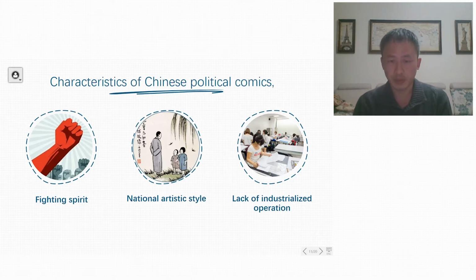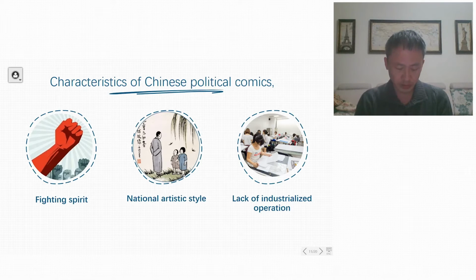Looking back at the history of Chinese political comics, we can find some certain characteristics: fighting spirit, national artistic style, and lack of industrialized cooperation. About the fighting spirit, since its beginning, Chinese comics have faced anti-imperialist wars, anti-feudal wars, and the Cultural Revolution. So it is full of fighting spirit and closely related to certain ideologies.